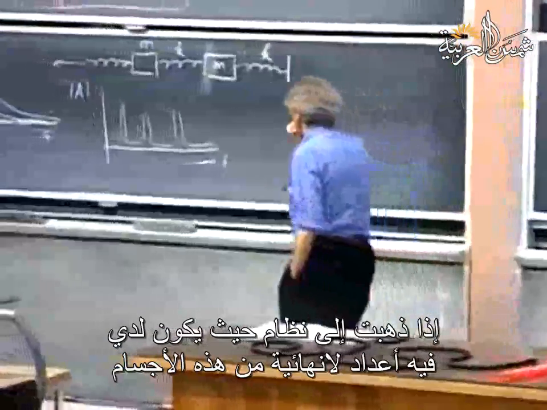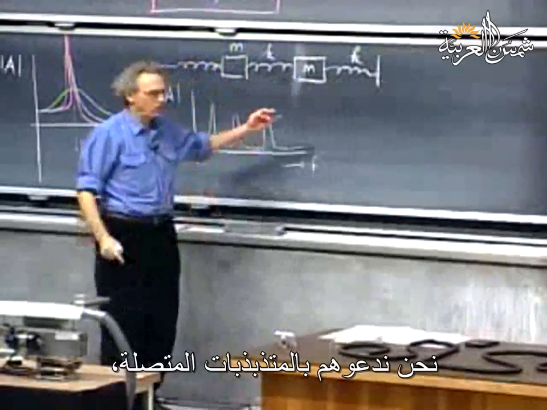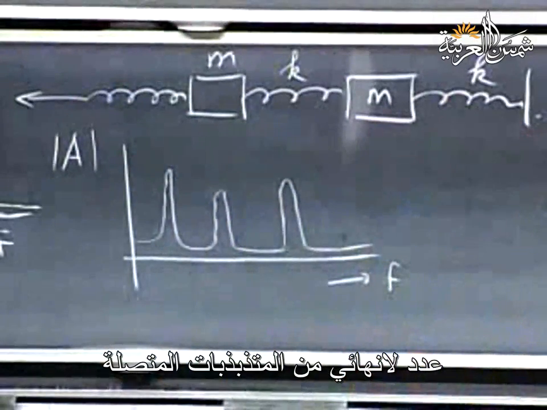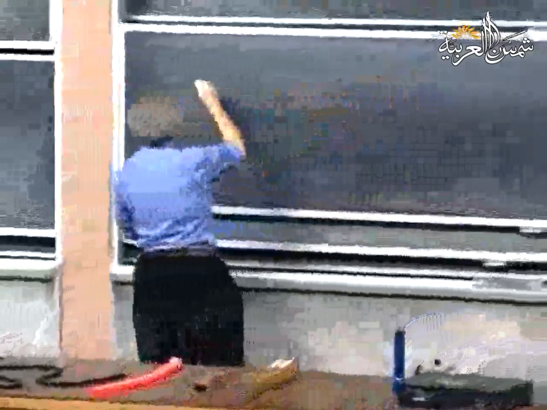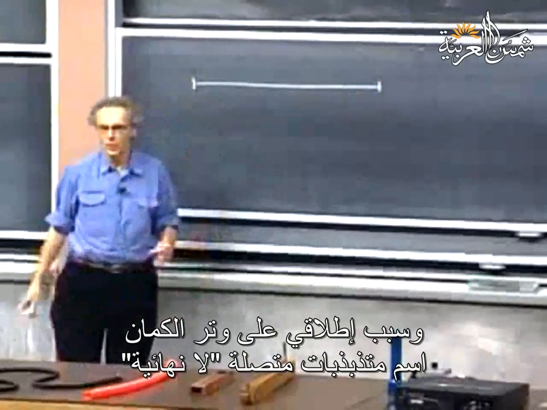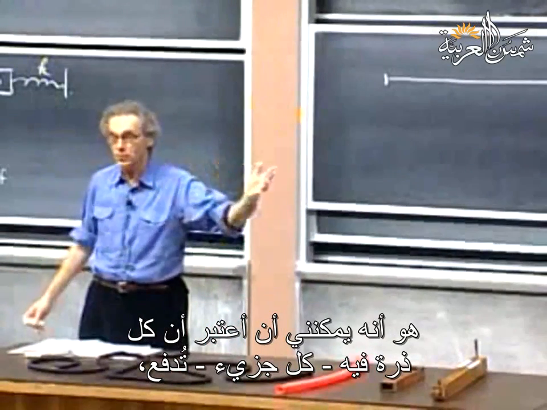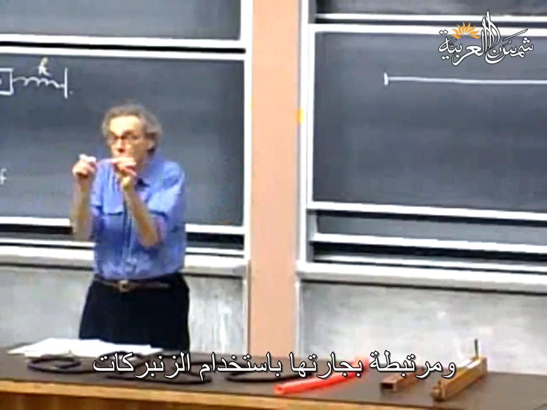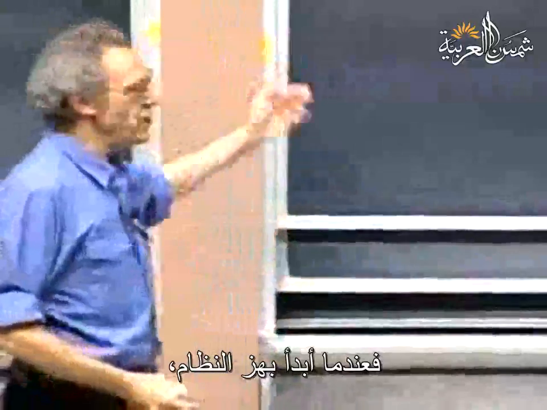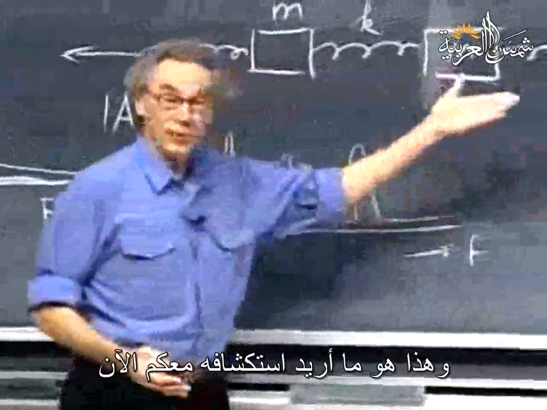If I go to a system whereby I have an infinite number of these masses, we call them coupled oscillators. These oscillators are coupled through the springs. An infinite number of coupled oscillators would be a violin string. Here's a violin string. And the reason why I call it an infinite number of oscillators is that I can think of each atom or each molecule as being connected by springs to the neighbor, and so it's an infinite number of coupled oscillators. And so when I start to shake this system, I would expect a lot of resonances, and that's what I want to explore with you now.